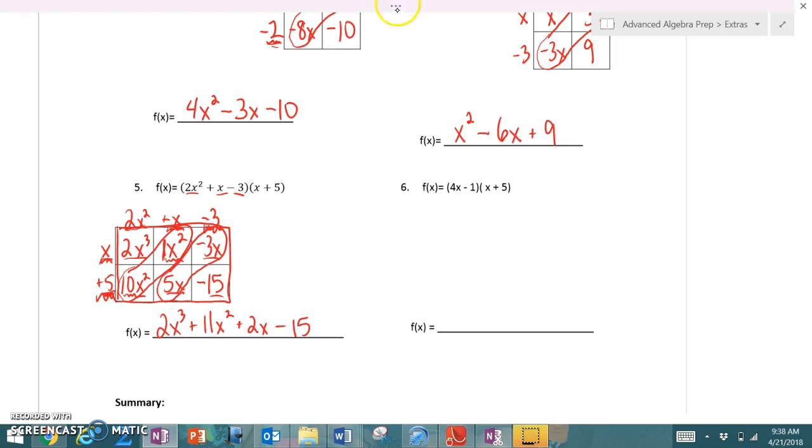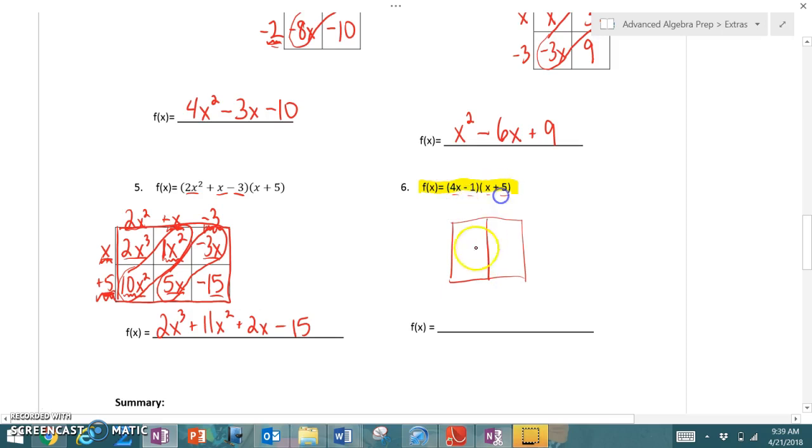Last but not least, number 6, big picture-wise, I wouldn't necessarily give you the box. So when you see a problem that looks like this, highlight it. When you see a problem of this form, first, you need to recognize that you're asked to multiply it because of the parentheses back to back. And then, once you recognize that, hopefully you'll start to remember that the method we're learning to be able to do that is the box.